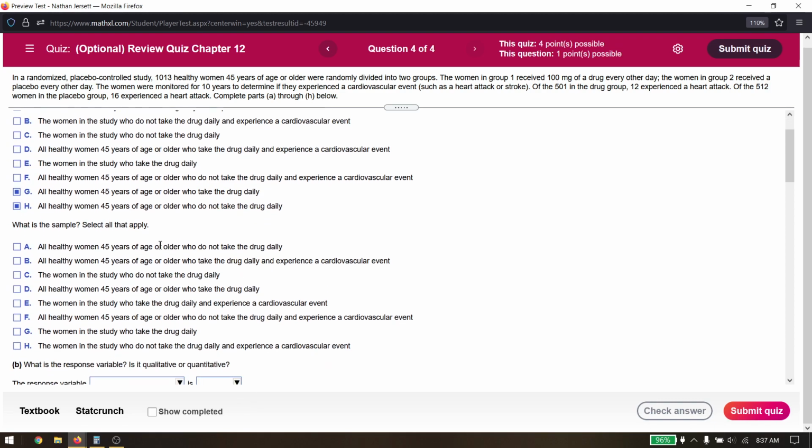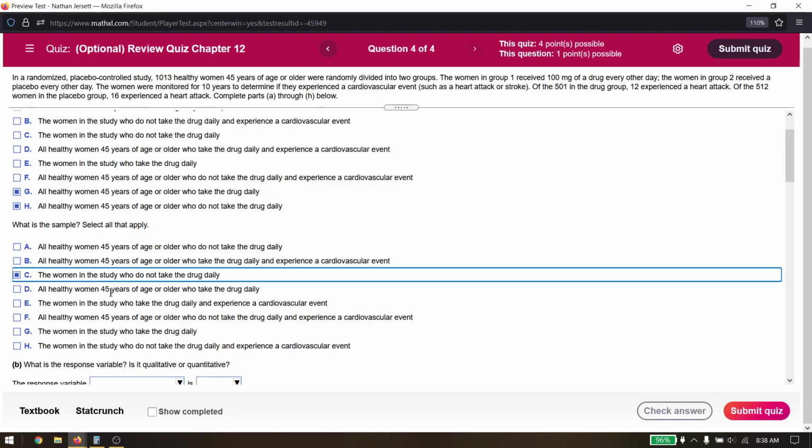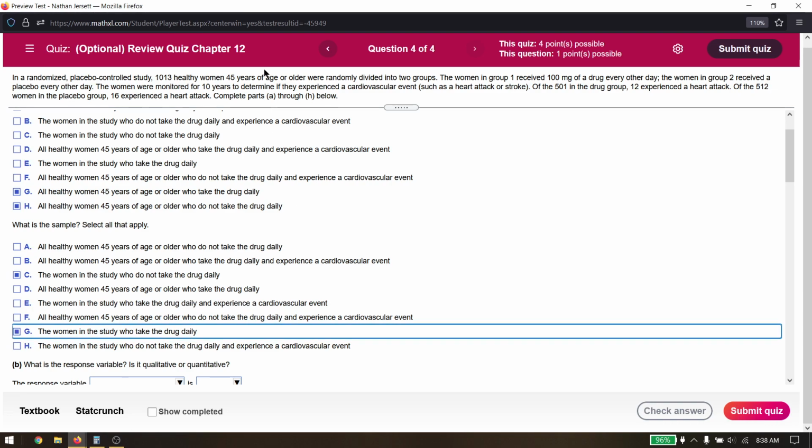Okay, so what is the sample? The sample is specifically these 1,013 women, some of whom are taking the drug and some are not. So it's not all healthy women 45 years of age or older. That's the population, in general. The sample that sounds right would be the women in the study who do not take the drug daily, and then those who experience a cardiovascular event. But that's too specific. We want broader: the 1,013 women in the study who do or don't take a drug.